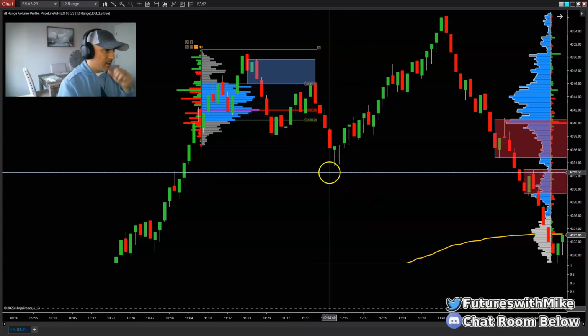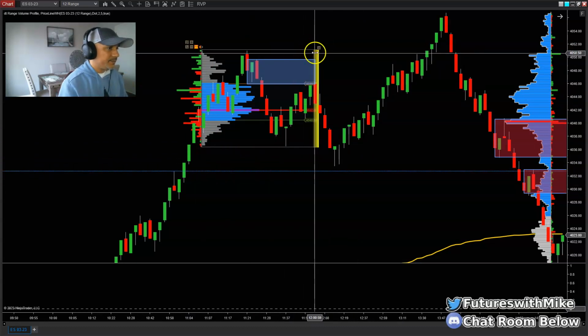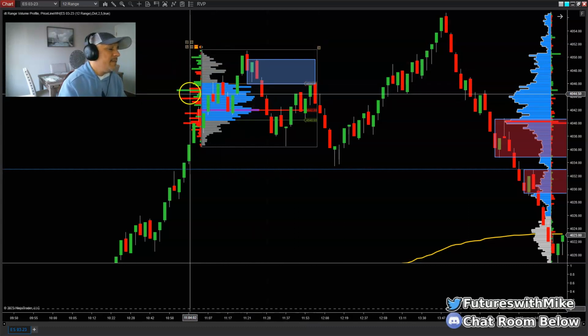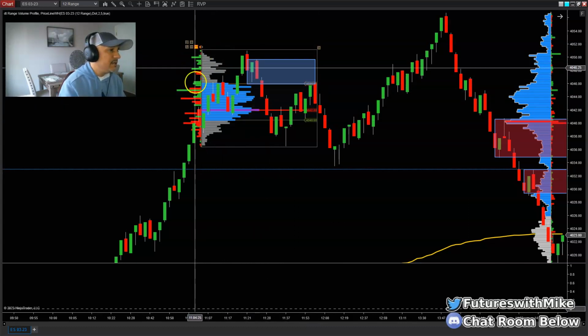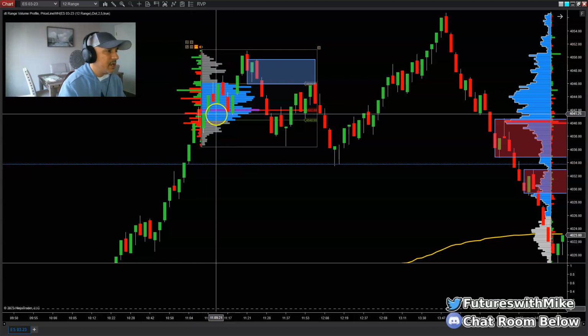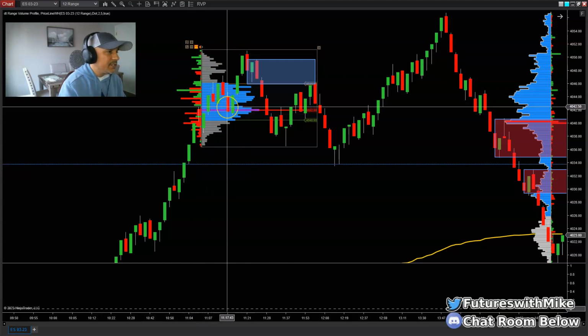Okay, here we go. So what I've done is I've also drawn out a little micro profile here that includes the delta to the left-hand side here, okay? All right, a delta histogram, okay, right here. So you got the volume profile, the delta histogram, okay? Price breaks below this area right here, okay?